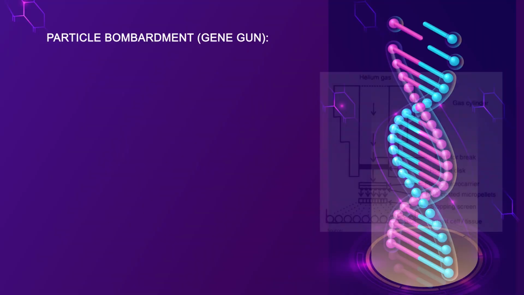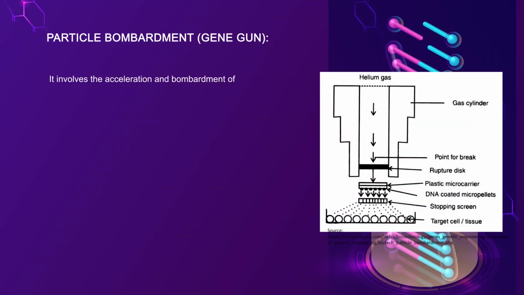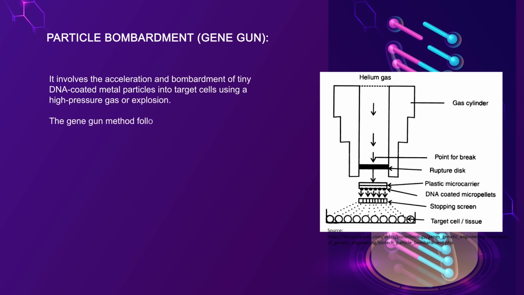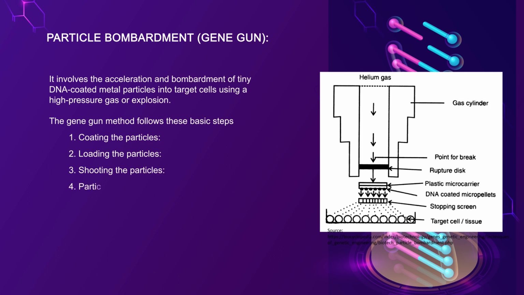Another method is particle bombardment. It is also known as the gene gun method, a physical transfection technique used to deliver genetic material such as DNA or RNA into the cells. It involves the acceleration and bombardment of tiny DNA-coated metal particles into target cells using high pressure gas or explosion. The basic steps are coating of the particles, loading the particles, then shooting the particles, which is followed by particle-cell interactions, cellular response and analysis.